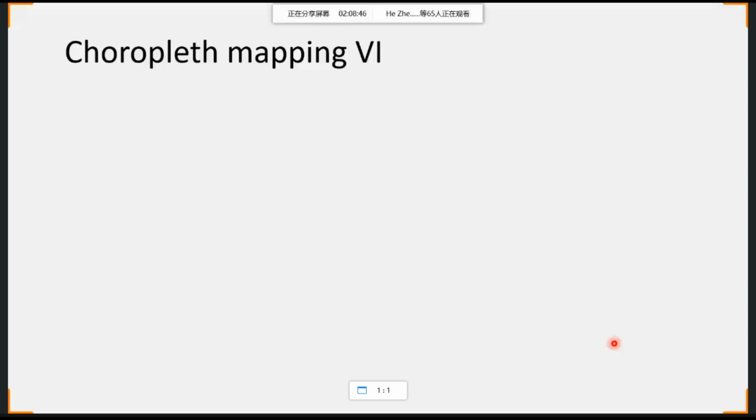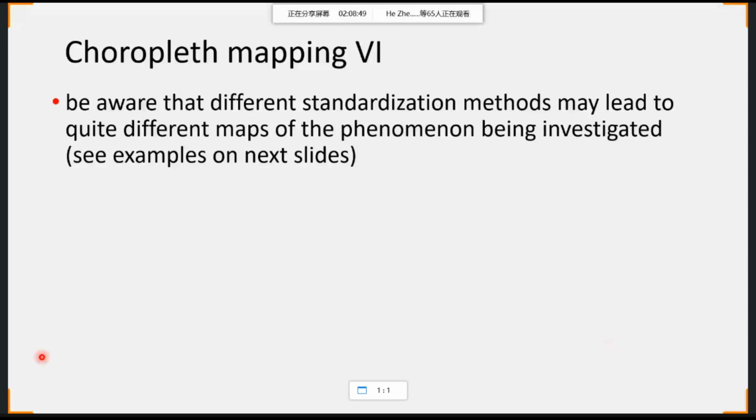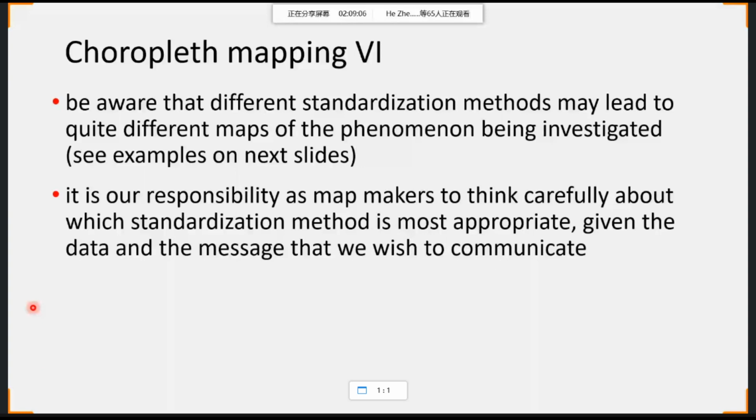Be aware that different standardization methods may lead to quite different maps of the phenomenon being investigated. There are examples on the next slides. It is our responsibility as map makers to think carefully about which standardization method is most appropriate given the data and the message that we wish to communicate. And of course, also the audience. So who are the users? What about their background knowledge, their skills, and so on?